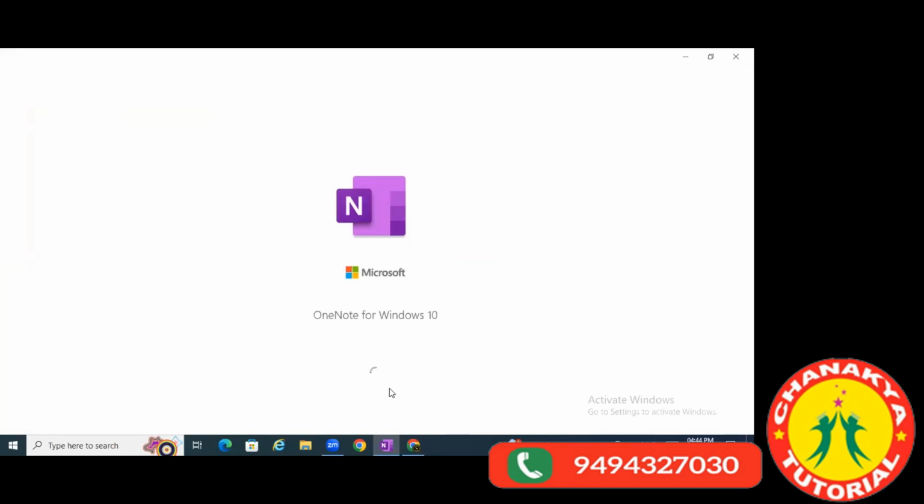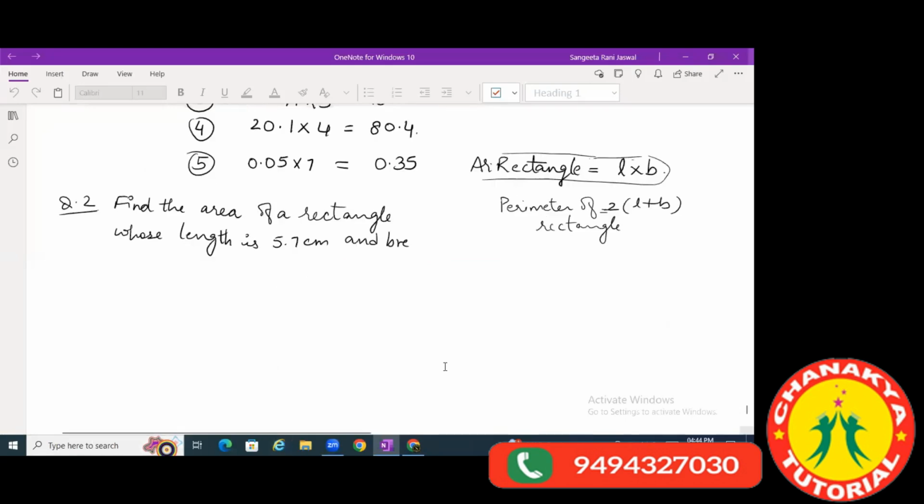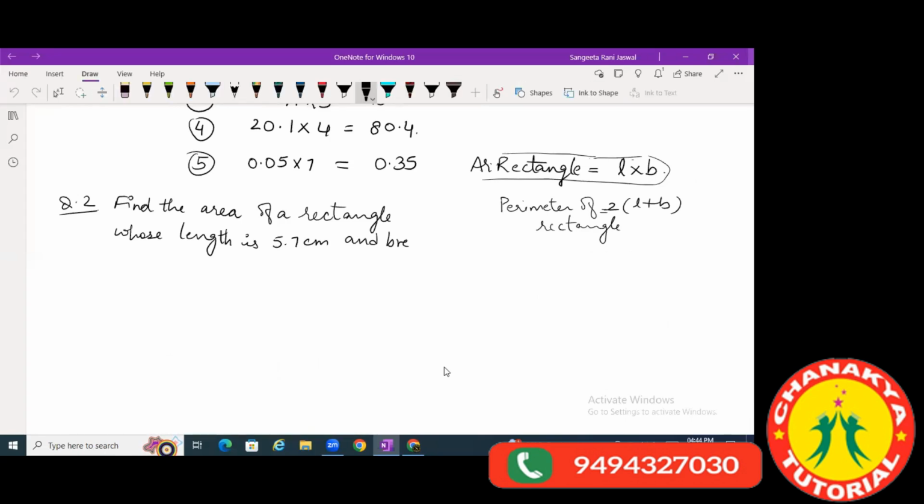Ma'am, I got the answer. Okay, but have you written the steps? Have you written the steps or just directly writing the answer? Ma'am, I didn't write the steps. Until you write the steps, you will not get full marks. Ma'am, it's a word problem. Yes, it's a word problem.